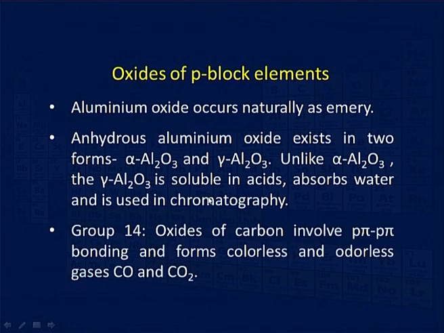Let us come to the 14th group. The oxides of carbon involve p-pi bonding and form colorless and odorless gases like carbon monoxide and carbon dioxide. The carbon monoxide is neutral but highly toxic. It is worth noting that it binds to the hemoglobin in preference to oxygen. Thus, the oxygen carrying capacity of hemoglobin decreases and causes less availability of oxygen to the tissues.